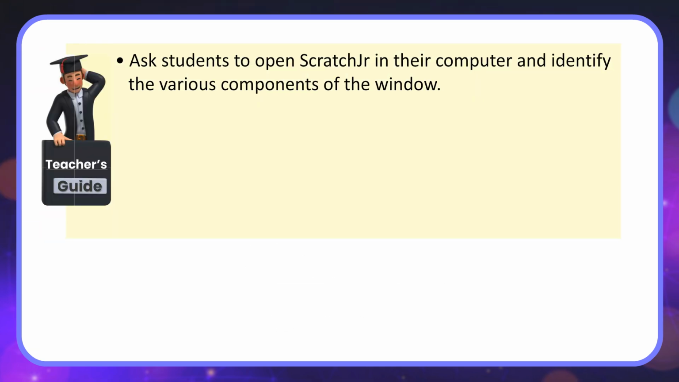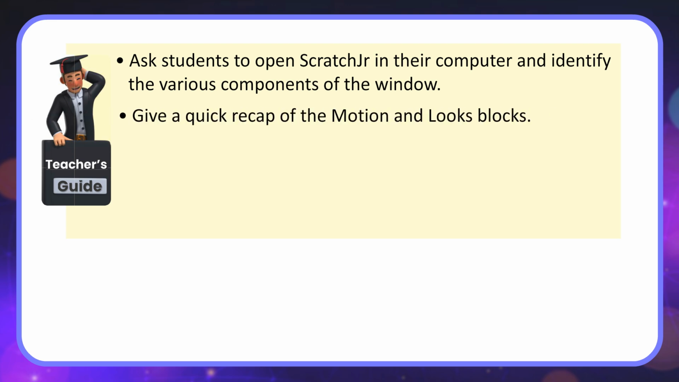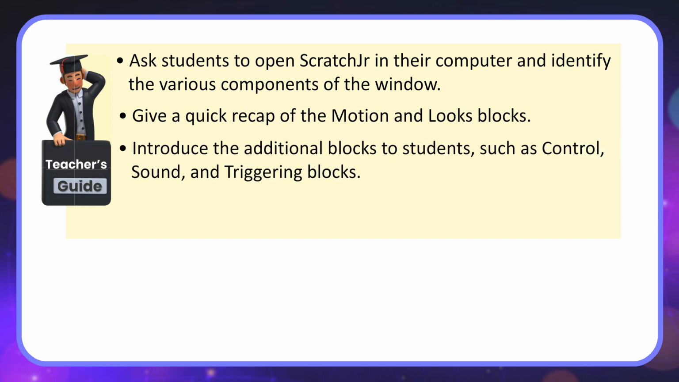Chicken hop. Ask students to open ScratchJR on their computer and identify the various components of the window. Give a quick recap of the motion and looks blocks. Introduce the additional blocks to students, such as control, sound, and triggering blocks. Let them practice creating simple codes.